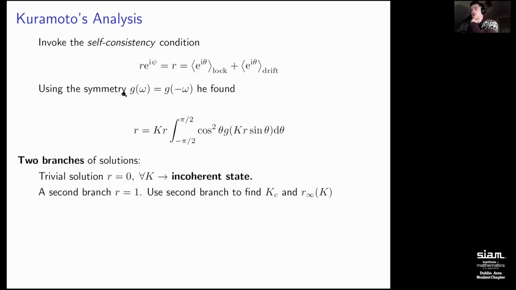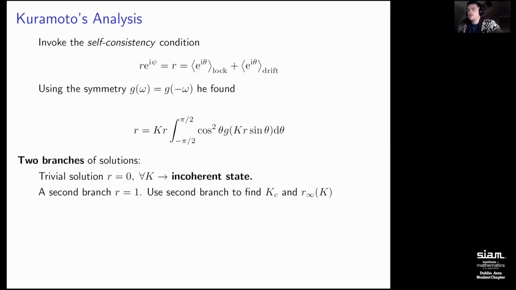And then, using the symmetry of the distribution of the intrinsic frequencies, which he assumed are unimodal and symmetric, he was able to get an expression for R, right? Remember, we're in a rotating frame, so psi here is 0. So R is equal to the average behavior of these two. Using the symmetry of the distribution of the intrinsic frequencies, he gets this expression for R. Now, this expression gives you two branches of solutions.